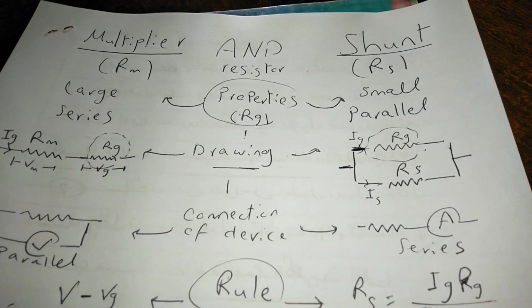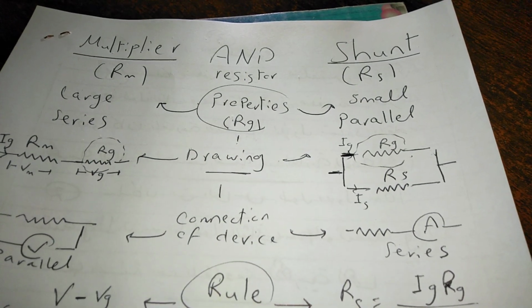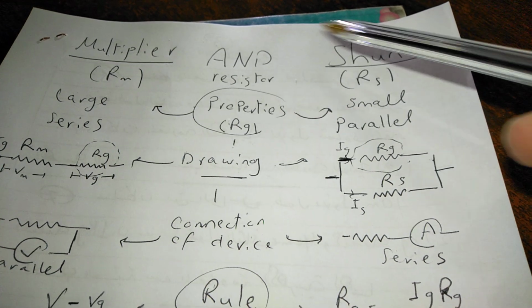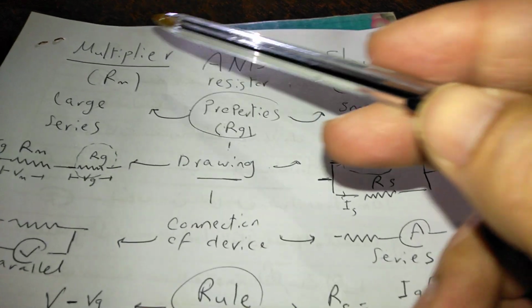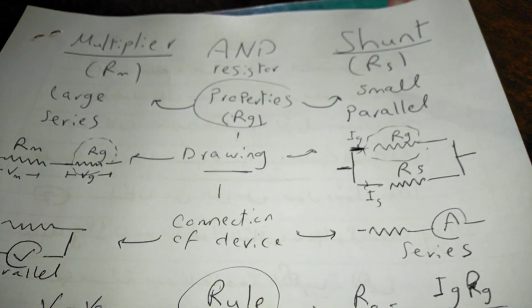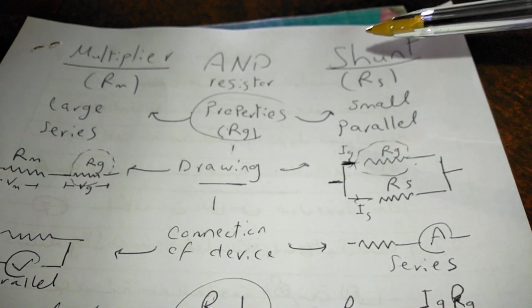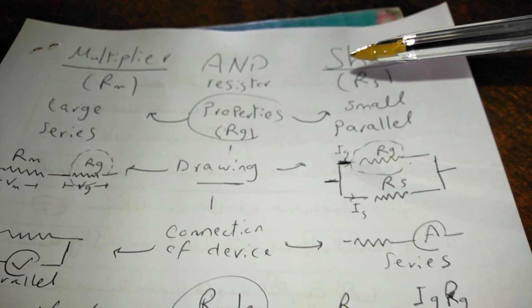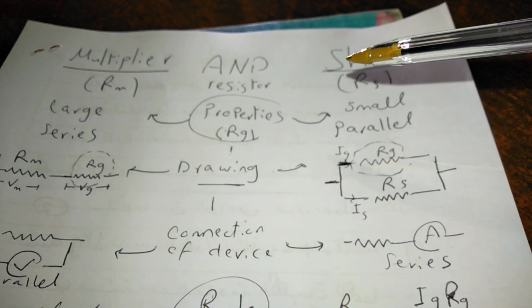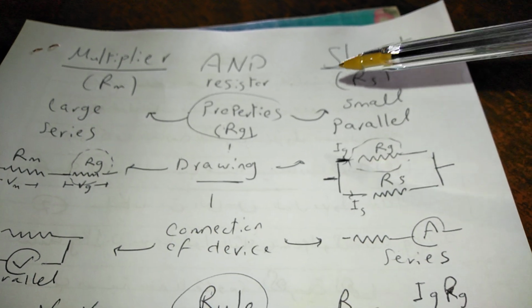Today we are going to discuss the difference between the shunt resistor and multiplier resistor. And let's start. The first point of comparison is what are the properties of each.